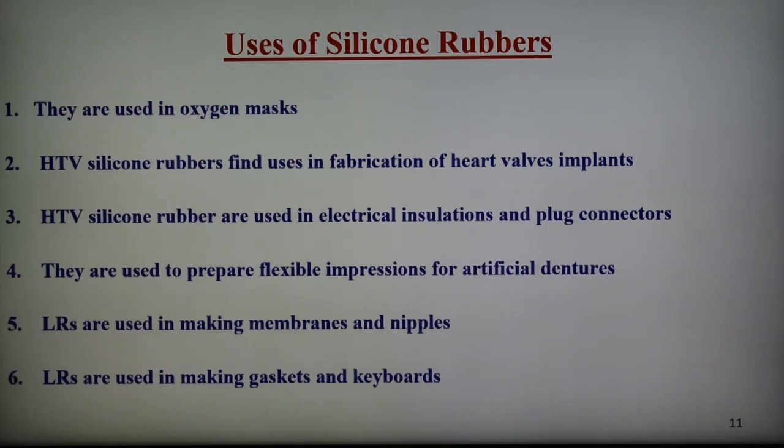And we are going to see now the uses of silicon rubber. A number of uses are there for this silicon rubber. Here they show HTV silicon rubbers, which are used in oxygen masks, and HTV silicon rubber finds numerous applications in fabrication of heart valve implants. HTV silicon rubber is also used in electrical insulation and plug connectors. They are used to prepare flexible impressions for artificial dentures for dentists.